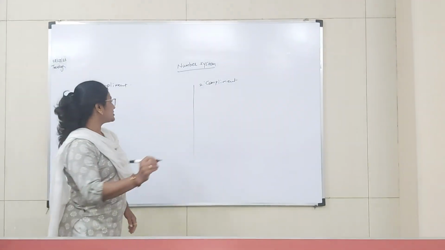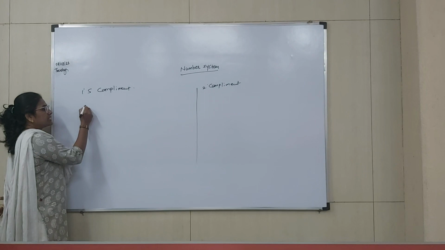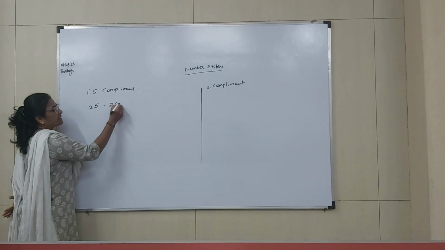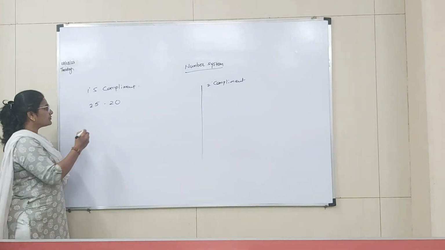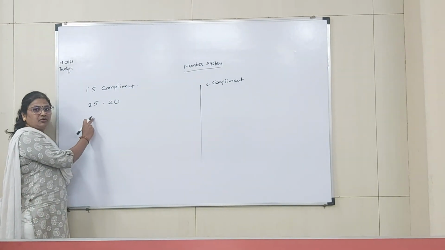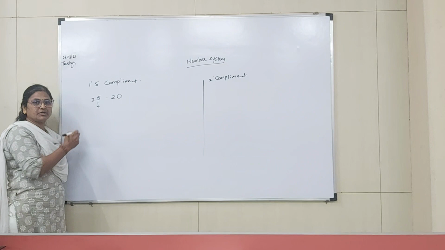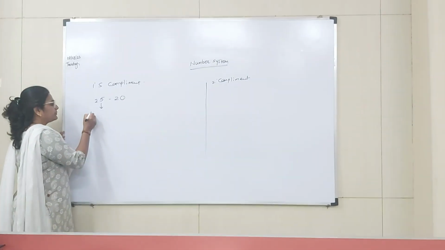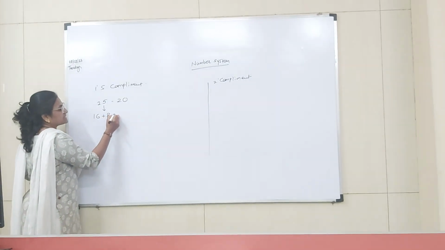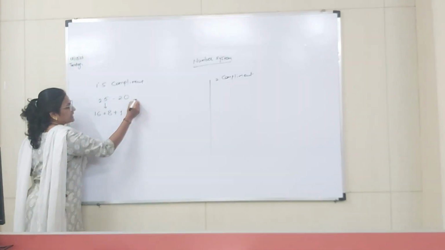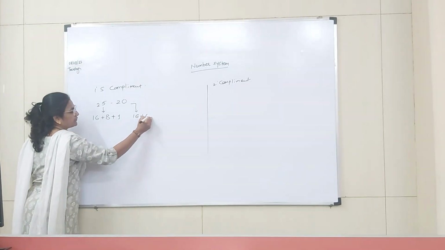Okay, so take initially the value for one's complement. Suppose the values given are 25 minus 20. First of all, find the binary value for this number 25. For the binary value, you have to split this number into powers of 2. So 16 plus 8 plus 1, and this 20 is nothing but 16 plus 4.